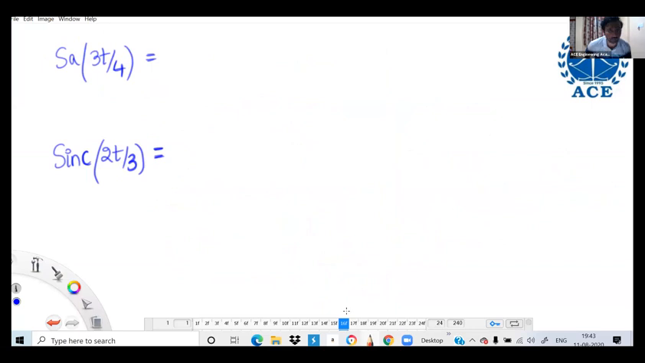I'm giving a few seconds of time for you. Do the required adjustments and tell me the correct answer. Either it is Sa function or sinc function, it must be converted to sin at by pi t form.